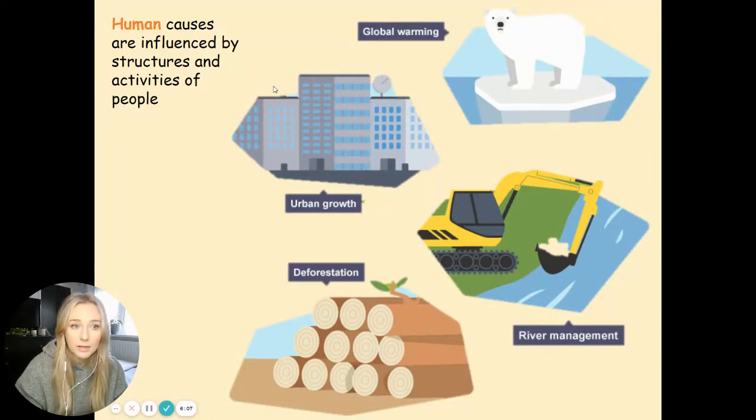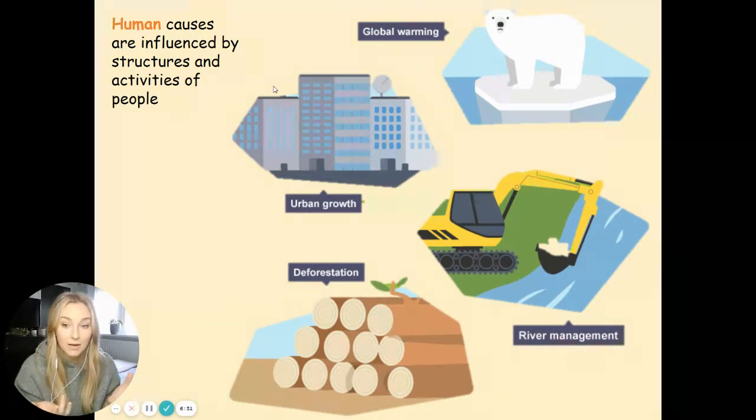Global warming being one of the main human ones. Global warming is mostly caused by people burning fossil fuels, causing sea levels to rise, and that's depicted by the polar bear. And also on that, whenever we say sea levels rising, we're talking about ice caps melting. So if the ice caps melt, there's more water going into the oceans. That causes sea levels to rise. That's obviously then going to impact rivers because there's going to be more water in that water cycle that we talked about in lesson 1.